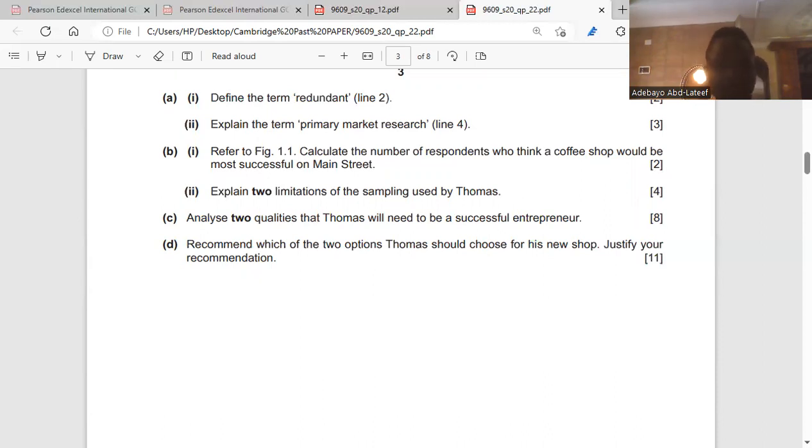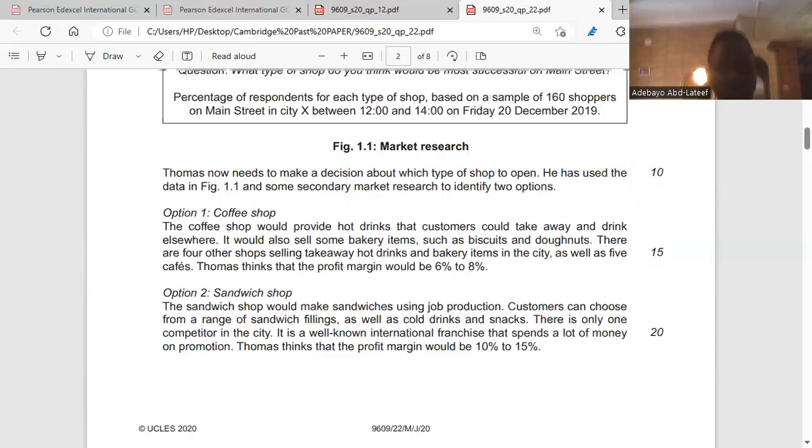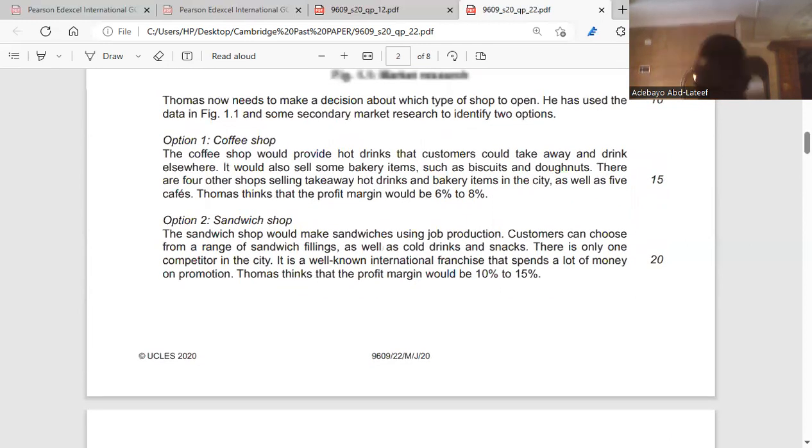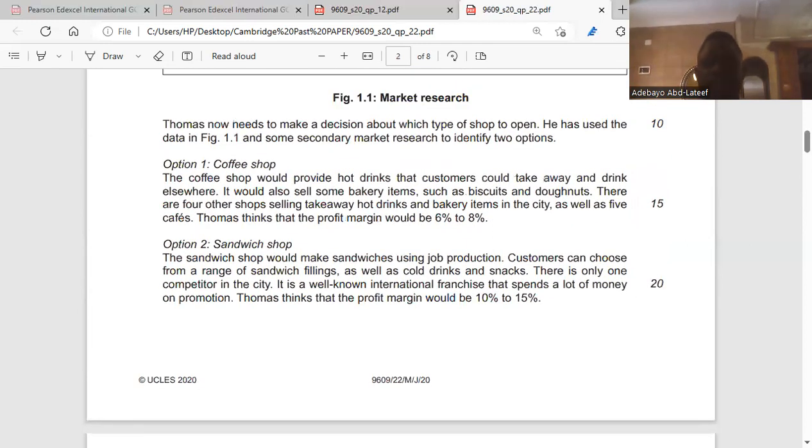Recommend which of the 2 options Thomas could choose for his new job. Justify your recommendation. So I choose option 1. Let's go back to option 1. The first thing is that it hits the market. The coffee shop would provide hot drinks that customers could take away and drink elsewhere. It will also sell some bakery items, such as biscuits and donuts. There are 4 other shops selling takeaway hot drinks and bakery items in the city, as well as 5 cafes. Thomas thinks that the profit margin would be 6% to 8%. So let's analyze this.